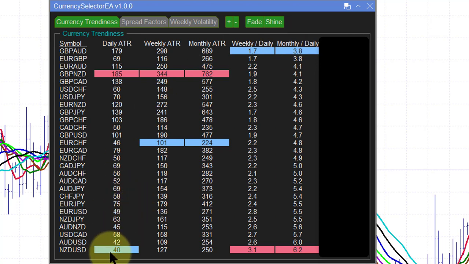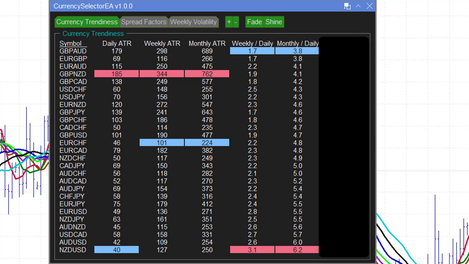Now, if you look down here, again, the New Zealand 40 and the monthly movement is 250. So that particular currency is more trendy because the ratio shows that it moves 6 times its daily volatility in a month, whereas this one only moves 3.8 times its daily volatility in a month.